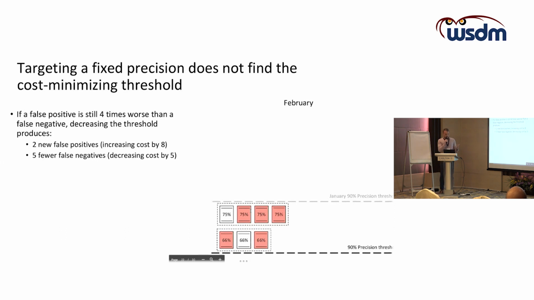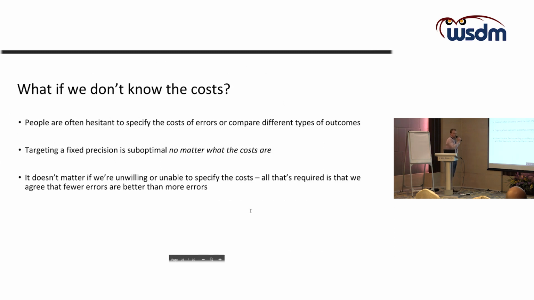And I think that makes sense. Like we already knew what the cost minimizing threshold was. It's perhaps not surprising that moving it here increased our costs. But you might ask, what if we don't know these costs? People can often be hesitant or unwilling to put numbers to these different types of outcomes.